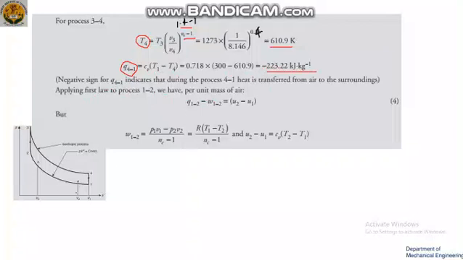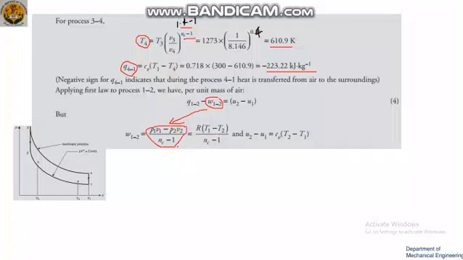Now the process 1 to 2 is not an isentropic process, so there will be some heat transfer in this process, so you need to account for that also. So how will we calculate that? From the first law of thermodynamics, we have Q minus W is equal to delta U. So keep Q on one side and send W on the other side. Q is equal to W plus delta U. So W will be equal to P1 V1 minus P2 V2 divided by n minus 1. We have derived this equation in basic thermodynamics. This can also be written as R into T1 minus T2 divided by n minus 1.